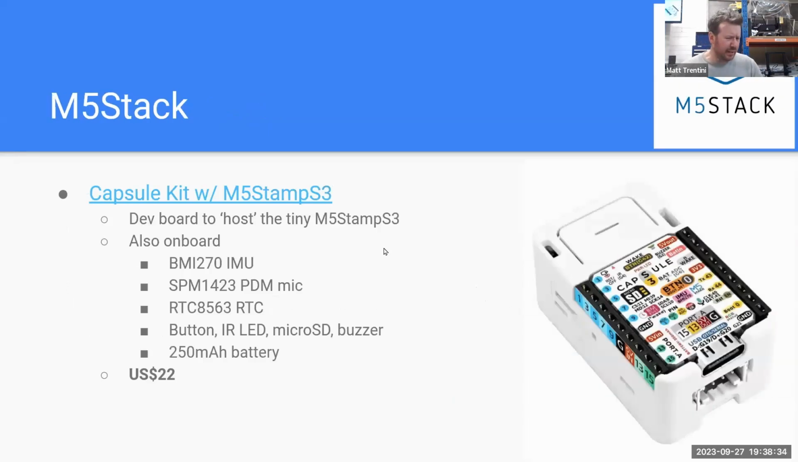M5Stack had a few things, but the only one I sort of focused on was this one, which is the Capsule kit. It's quite a small little box to hold one of their tiny little M5 Stamp S3s, which you buy with it. So it kind of plugs into that capsule. It's kind of like a backpack, I guess. And in that little backpack, you've got an IMU, you've got a microphone, you've got an RTC, all those other bits and pieces there. You get a little battery. So it's kind of like a little portable device. And you can also prototype things in the back of it because you can still plug things into the headers here. So for $20, it's an interesting little kit.